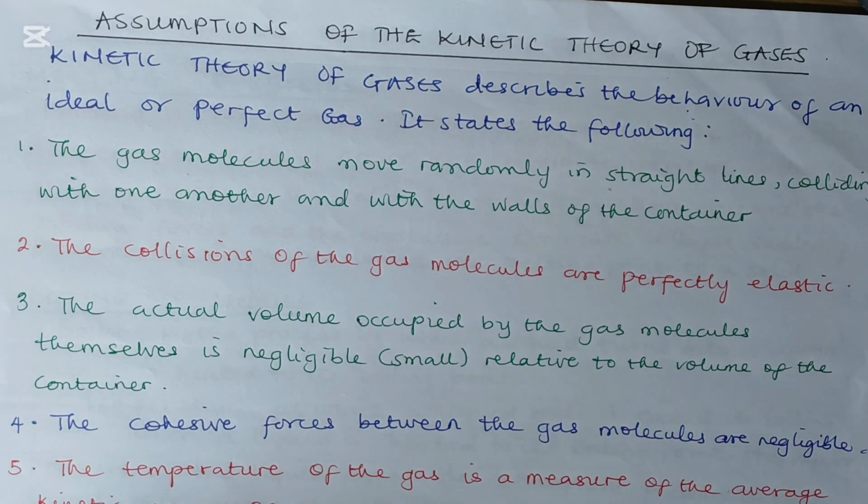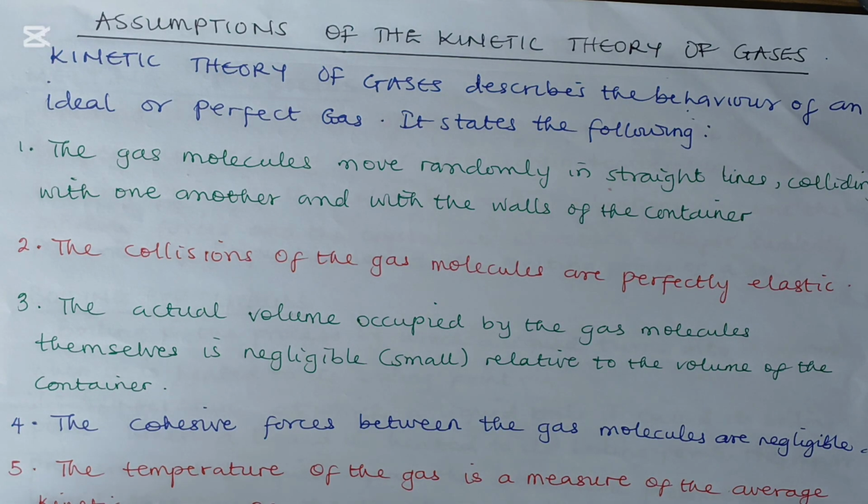Number 2, the collisions of the gas molecules are perfectly elastic. It shows that when these gases are colliding with themselves, their collisions are elastic. That is, they collide with themselves and also bounce back. Then, the third one: the actual volume occupied by the gas molecules themselves is negligible.